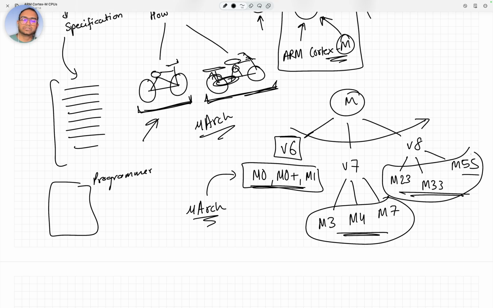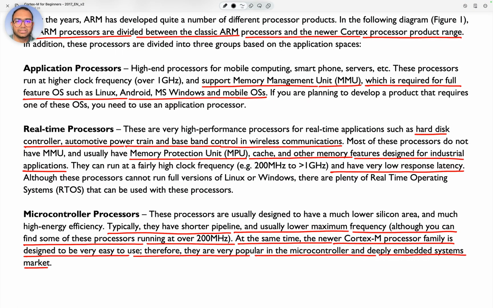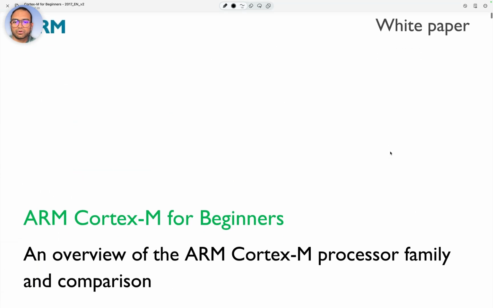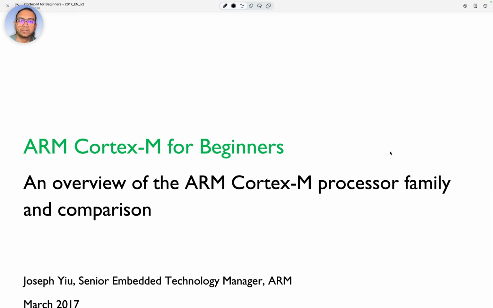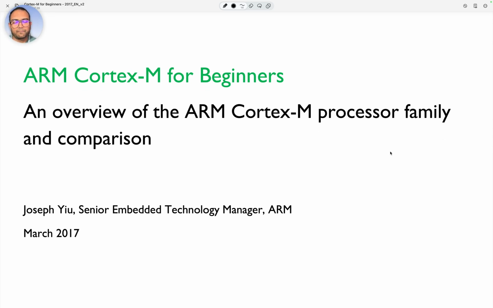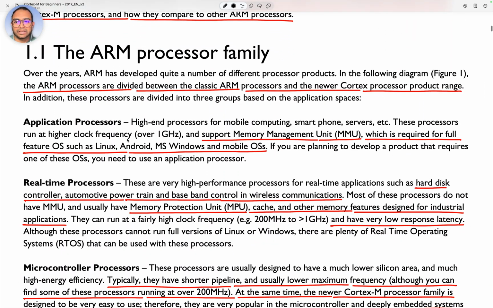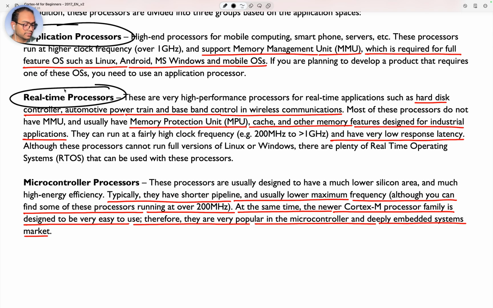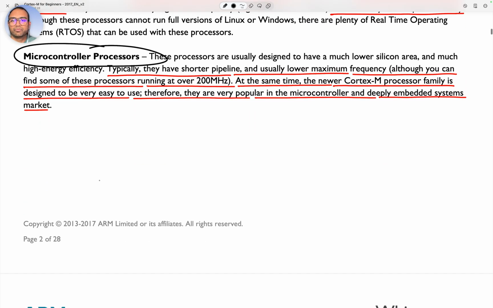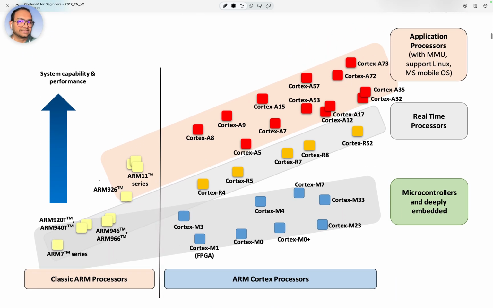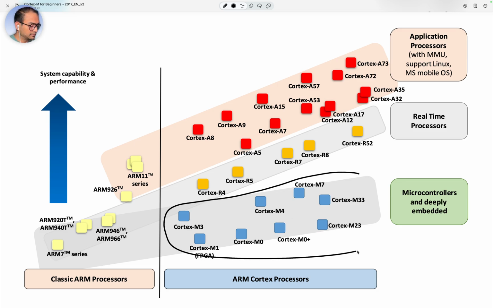Now, what I'm going to do is jump onto ARM's documentation that I have been reading for this course. It's called ARM Cortex-M for Beginners, and we are going to refer to this document repeatedly. It goes on to explain all of what I was telling: the application processor, real time, and the microcontroller class. We are interested in the M class, and this shows system compatibility and different kinds of processors, and so on and so forth.